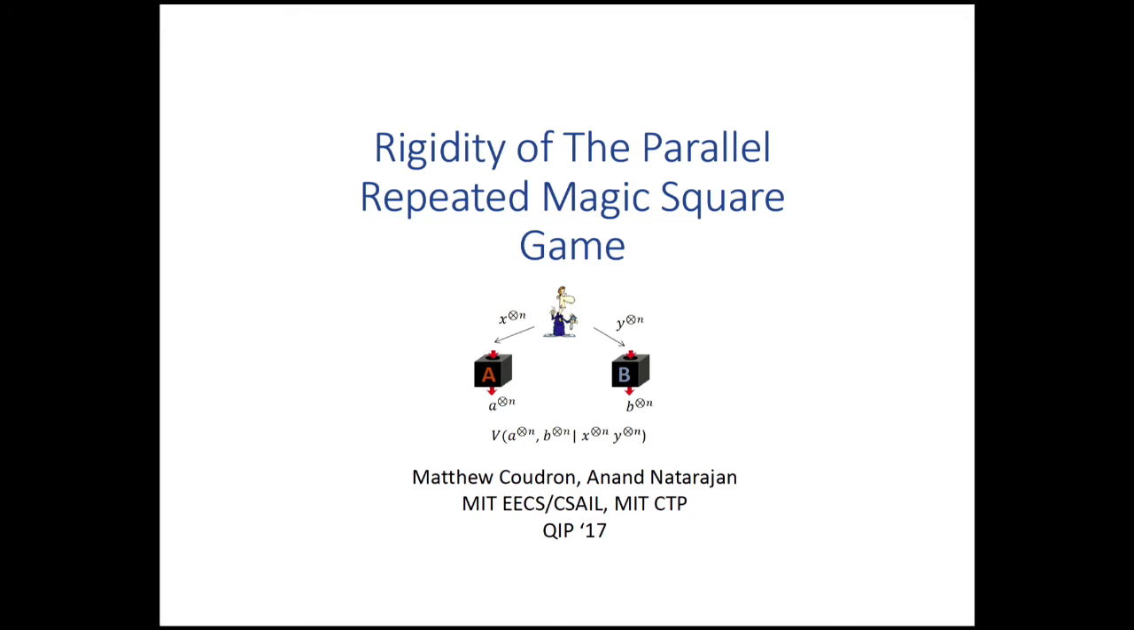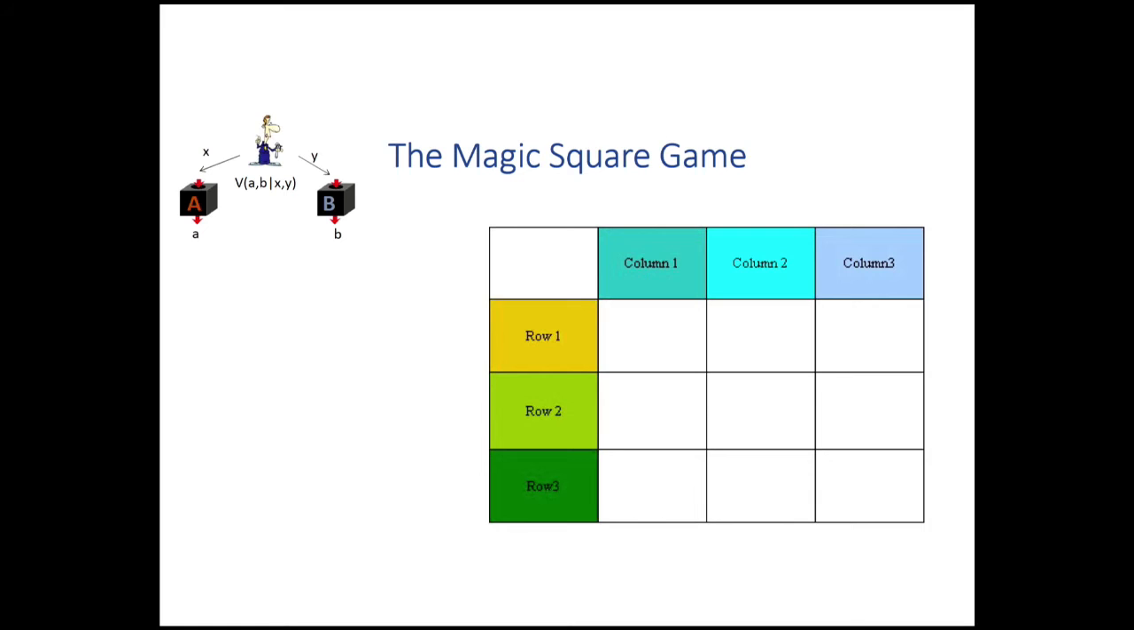All right. So since we're discussing the parallel repeated magic square game, I should first tell you what the magic square game is. I think in this audience, many people already know, but for those who don't know, the magic square game is the individual non-local game, and we're later going to analyze a parallel repeated version of this. But in the magic square game, just like it's the usual setting, you have two black boxes, or two provers, Alice and Bob, and you have a classical referee.